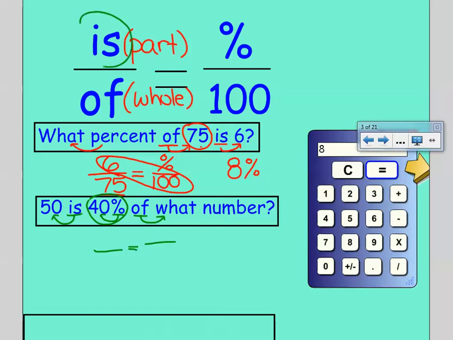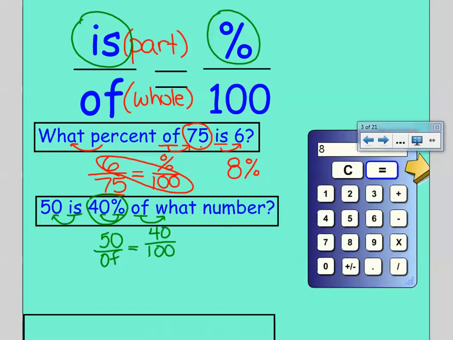Is goes in my numerator, so I'm going to put 50 in my numerator. I don't have a of, so I'm going to leave the of there. That's my missing number. Percent goes in my top numerator on the right side. 40 is next to the percent, so I'd put 40.